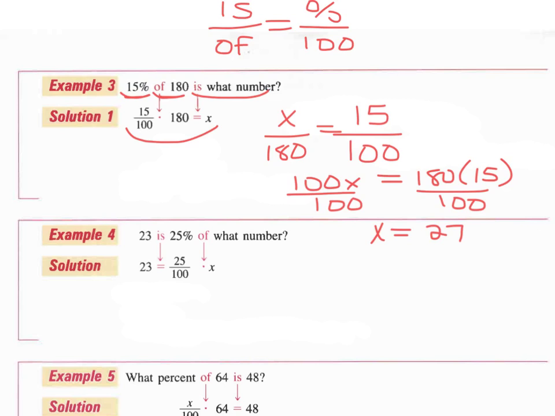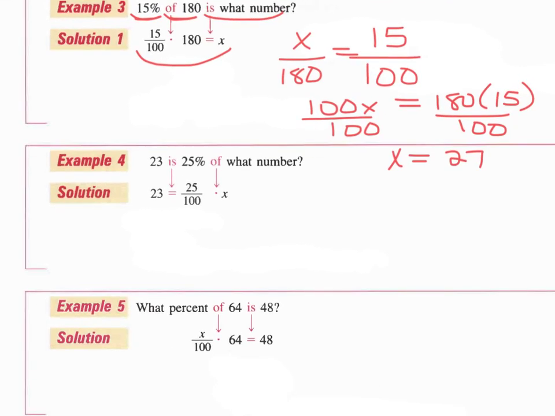So what number is 27? The next one, I'll do the same thing. Is over of, percent over 100. So 23. I don't know the of.